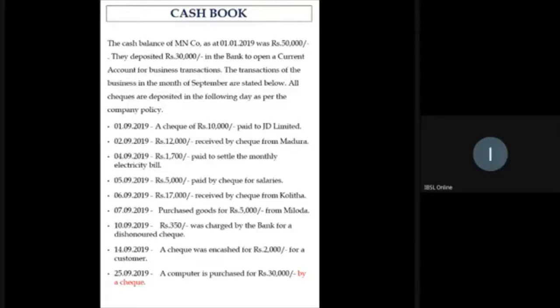Here in this question, there are no multiple checks being received on the same day, so you don't have to worry much. But the correction, as I told you, is that the last transaction you have to take as a computer purchased for rupees 30,000 by way of a check. So they are purchasing a computer and giving a check for 30,000. So let's look at the transactions.